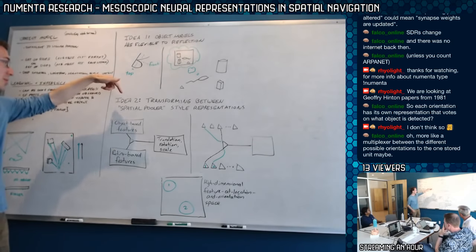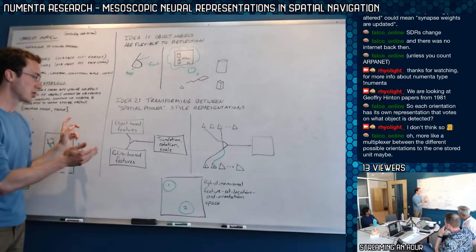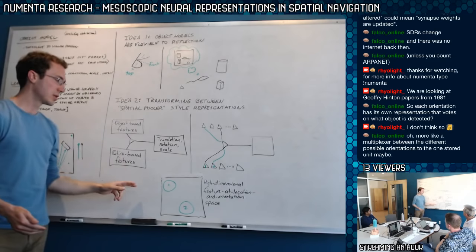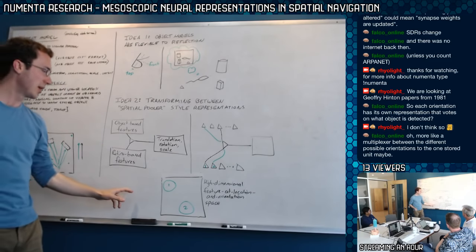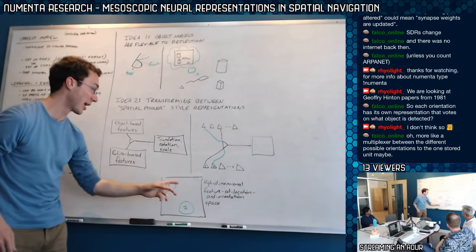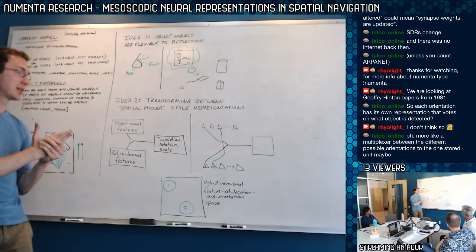Idea two, transforming between spatial pooler-style representations. To talk about what Hinton said in that first paper when I brought up the spatial pooler, I've drawn a square that is not actually 2D, it's a high-dimensional space of features at locations and orientations.